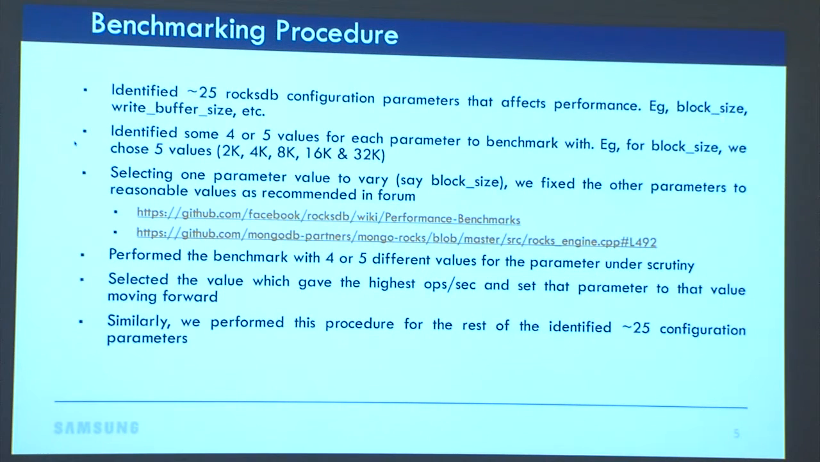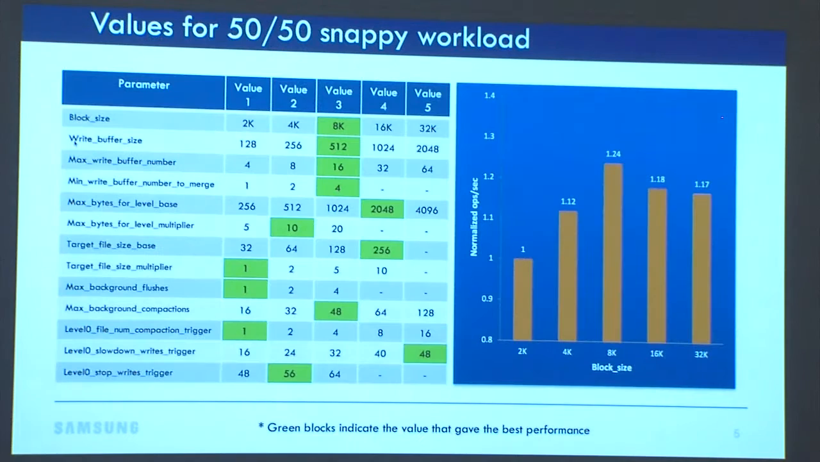Initially, the values that we started off with are not exactly the default values. We started off with the values which we obtained from the forums, and once we started with that, we performed this benchmark operation. Once we figured out one parameter's optimal value, we provided that as feedback to the next one. When we move on from block size to the write buffer size, we would use the optimal value for the block size. This is very similar to a greedy algorithmic approach.